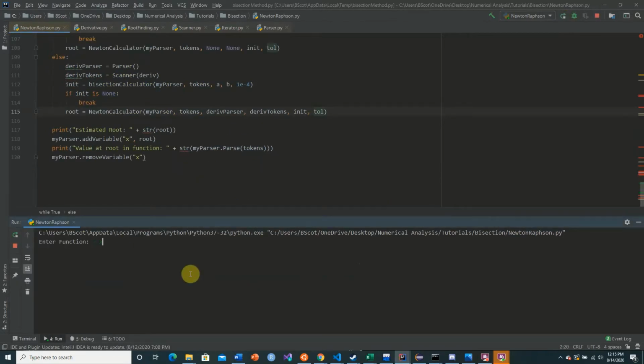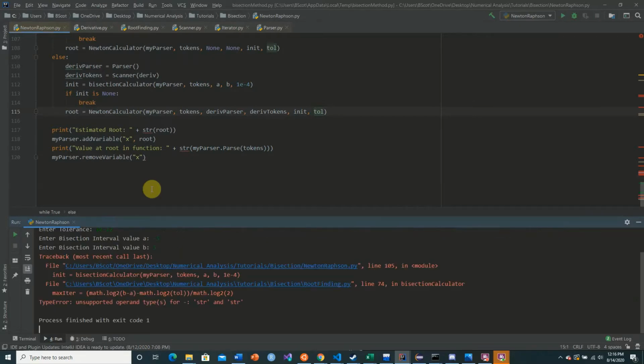Let's say x squared minus 4. This should have the roots at -2 and 2. We're going to type in none for this example. Our tolerance would be 1e to the -12, bisection value of -5 and 5. So here we're having a string.